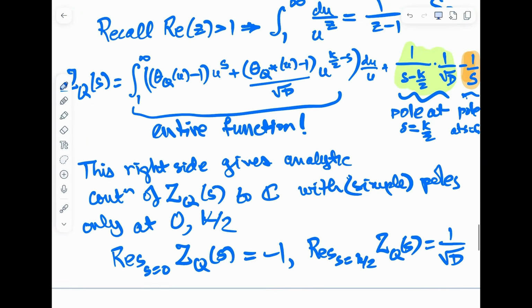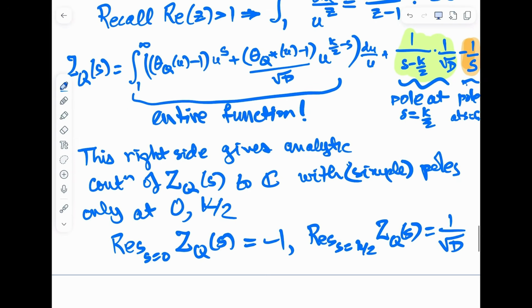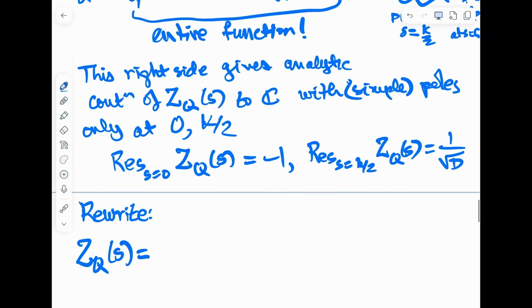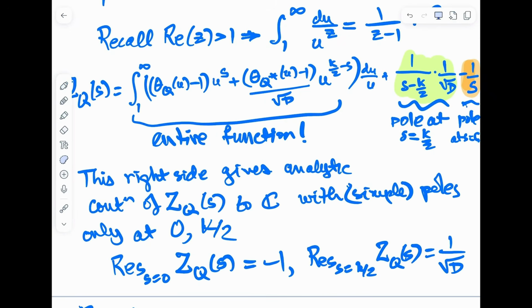Now what about the functional equation? So first of all, I have k halves minus s in the exponent in the integral, but I have s minus k halves in the term. So let me negate that. So I'm going to rewrite this. ZQ of s. I'm not going to rewrite it, I'm just going to cut and paste it.